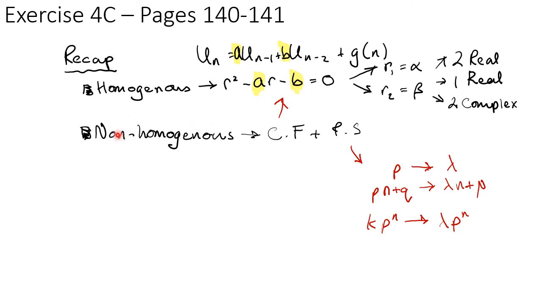Then if it's non-homogeneous, we need to find a general solution, and these are the forms that we look at for the non-homogeneous part, and these are what we try for the particular solutions. If you see something of this form in the complementary function, then you would times it by n. And if something of that form also occurs in the complementary function, then multiply by n squared.